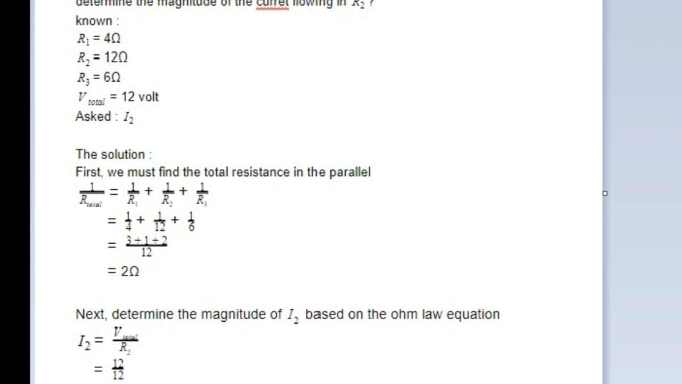First, we must find the total resistance in the parallel. 1 over R total equals 1 over R1 plus 1 over R2 plus 1 over R3 equals 1 over 4 plus 1 over 12 plus 1 over 6 equals 3 plus 1 plus 2 over 12 equals 6 over 12, so R total equals 2 ohm. Next, determine the magnitude of current based on the Ohm's law equation. Current I2 equals V total over R2 equals 12 over 12 equals 1 ampere. So the magnitude of the current flowing in R2 is 1 ampere.